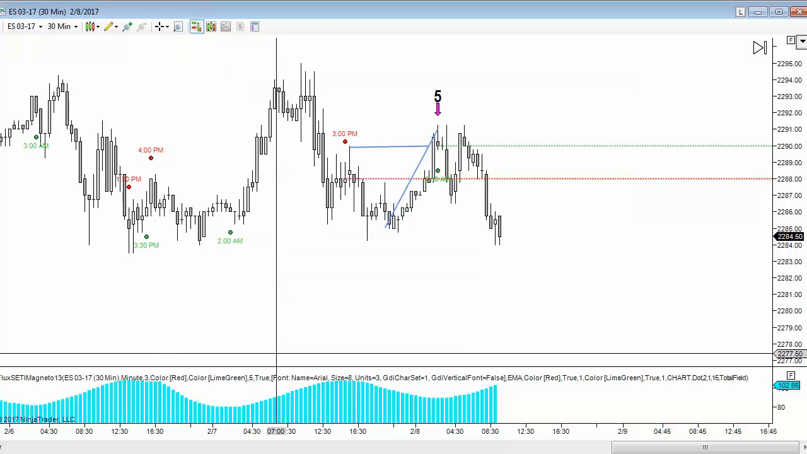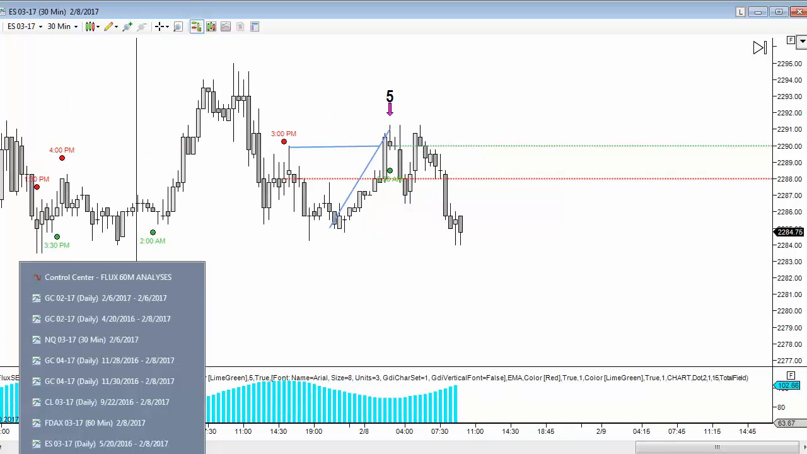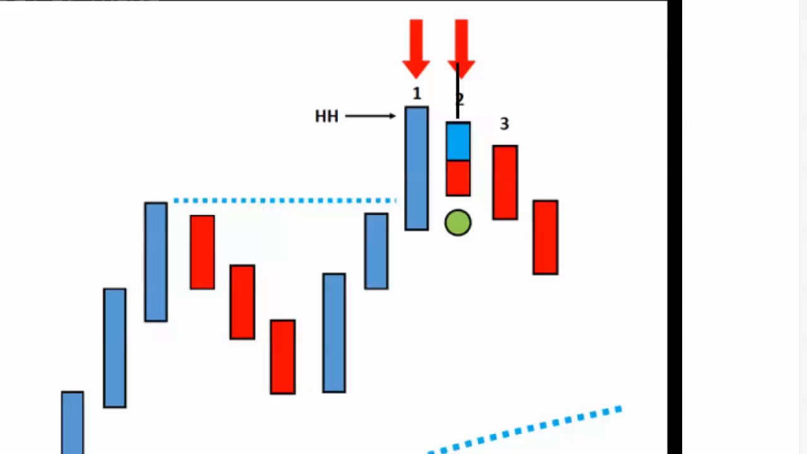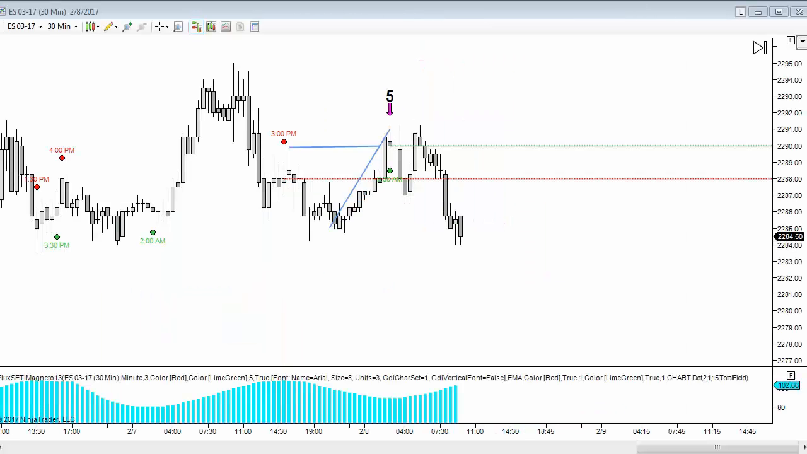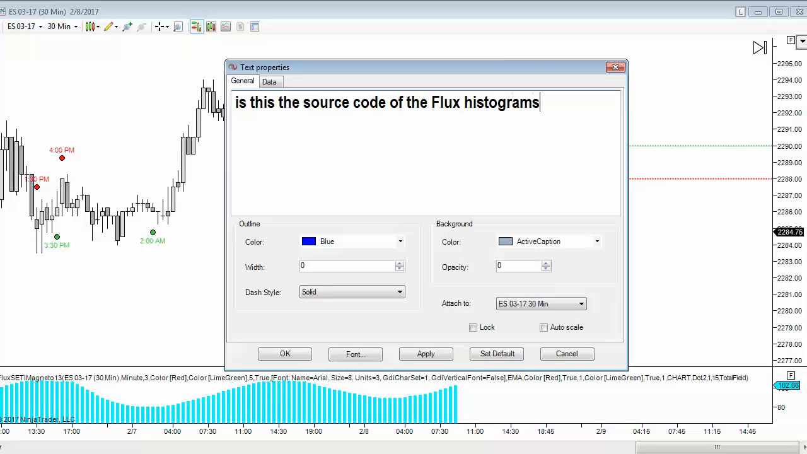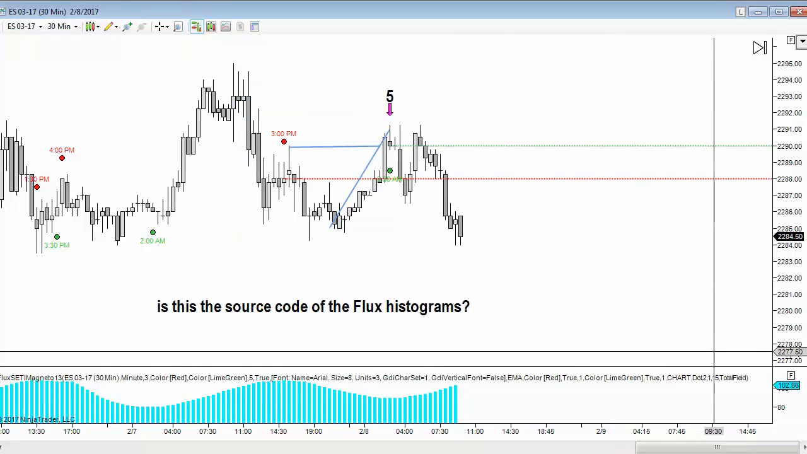I want you to think about that. How did it get there? What is this that we look at on the E-mini S&P 5-minute chart, 3-minute chart, CL 1-minute chart? What is that doing here? Unless, is this the source code of the flux histograms? Is this the source code?